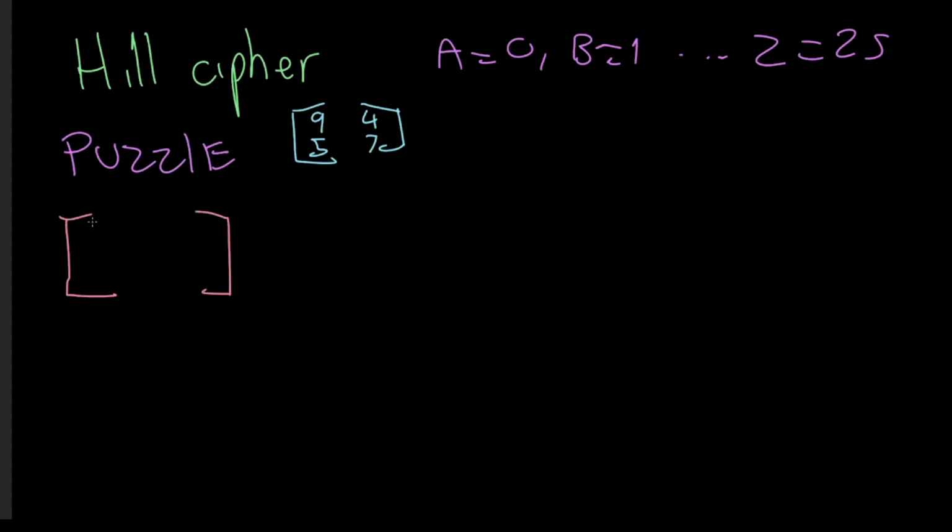So P is 15. U is 20. Z is 25. Z is both 25. And E would be 4. Now we need to multiply these two matrices together. And like I said, if you're uncertain, just look up a tutorial on how to multiply matrices and you'll be fine.